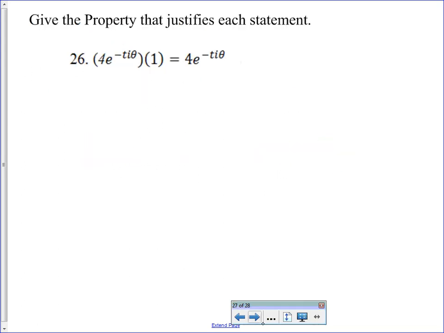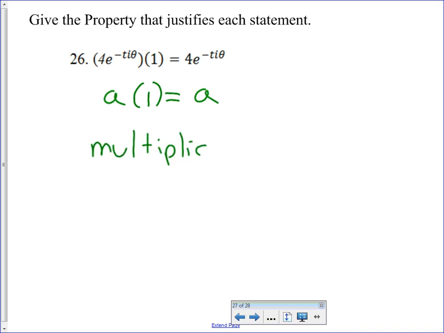And then the last one, everybody's like, oh my gosh, what is this negative 4e to the negative i theta? That's a Greek letter. Oh, there's craziness. But don't worry, let's just call that A. And we multiply it by 1, we get the same thing over. So that's just the multiplicative identity.